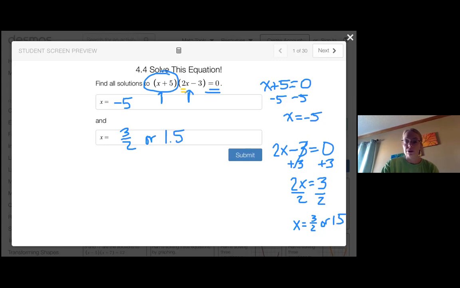This rule is called the zero product property. The zero product property means if you have something equal to 0, then one of the factors is 0, because anything times 0 is 0.